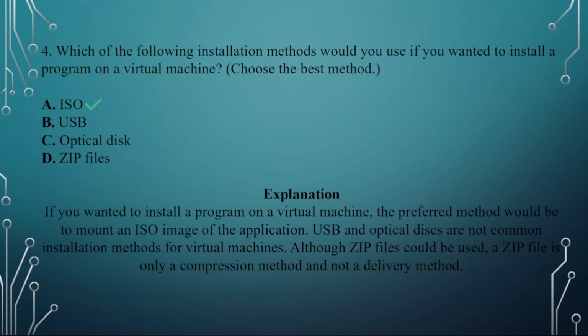The answer here is A, ISO. If you wanted to install a program on a virtual machine, the preferred method would be to mount an ISO image of the application. For an ISO image, you can install it on a USB, but the explanation is saying USB and optical disc are not common installation methods for virtual machines. Although zip files can be used, a zip file is only a compression method and not a delivery method.